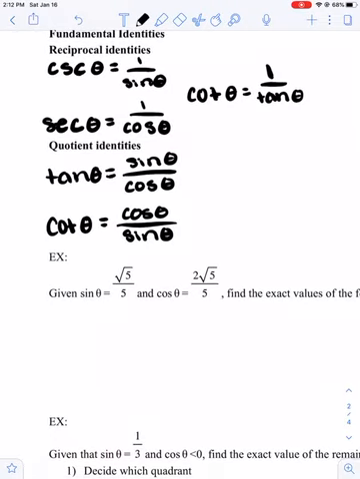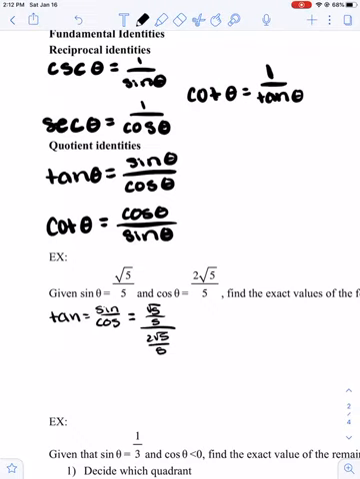So I'm going to start by finding tangent, and tangent is sine over cosine. And we know what sine and cosine equal. So I'm going to say tangent equals sine over cosine. Then I'm going to plug in what those equal from the problem, what they gave us. So sine is square root 5 over 5, and then divided by cosine, which is 2 root 5 over 5.